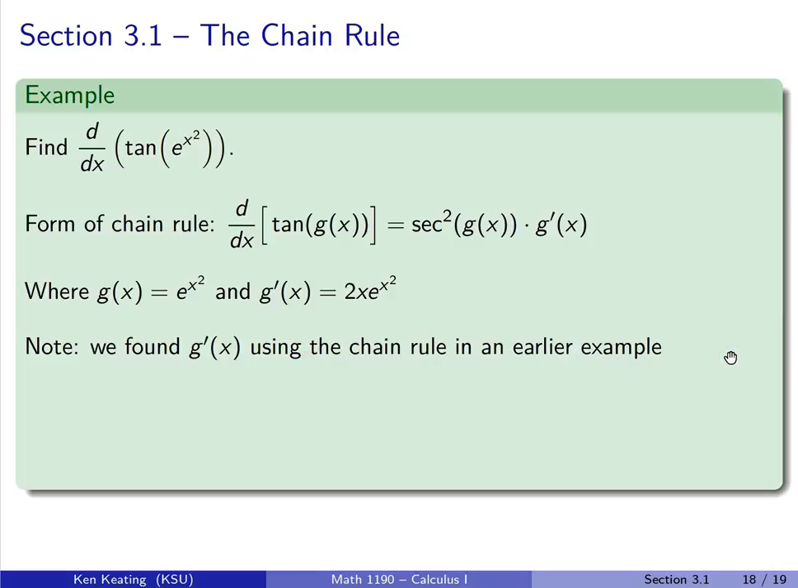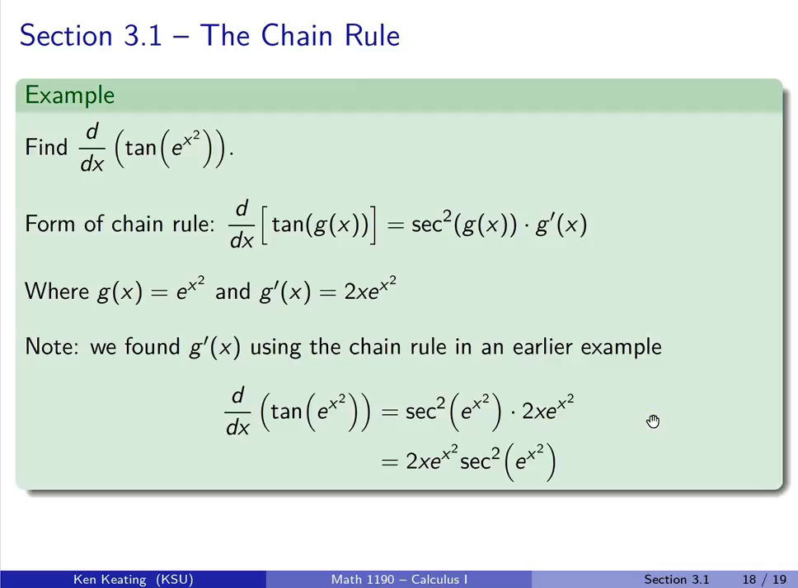Now that we remember that, we can just plug in. I know what g is, I know what g prime is, so the derivative of tangent of e to the x squared is secant squared of e to the x squared, then times the derivative of e to the x squared, which is 2x e to the x squared. And again, I'm going to throw the 2x e to the x squared out in front. You don't necessarily have to, it just looks a little nicer that way.